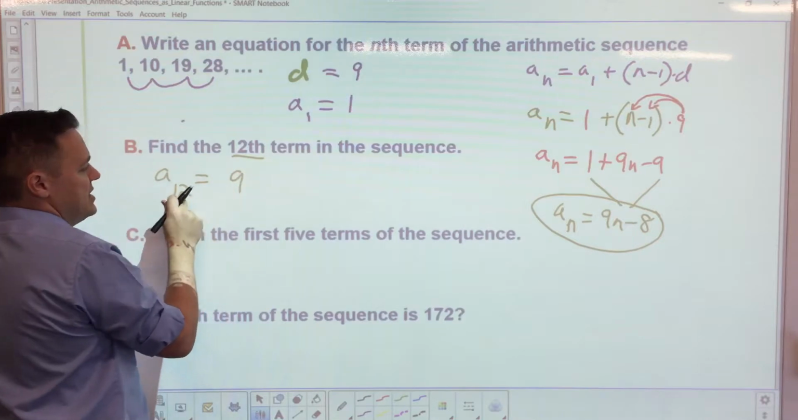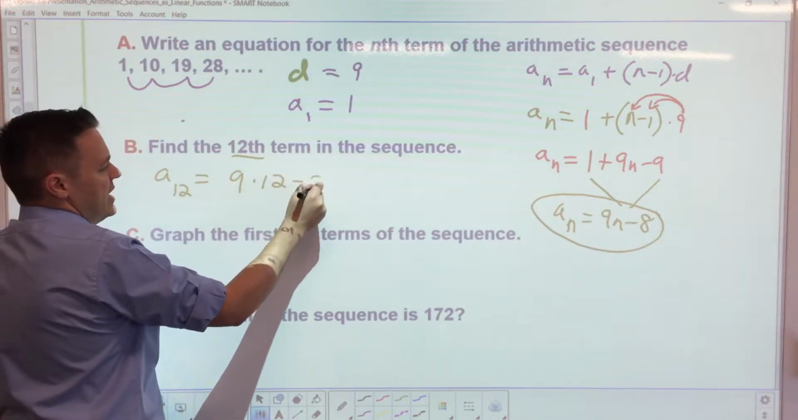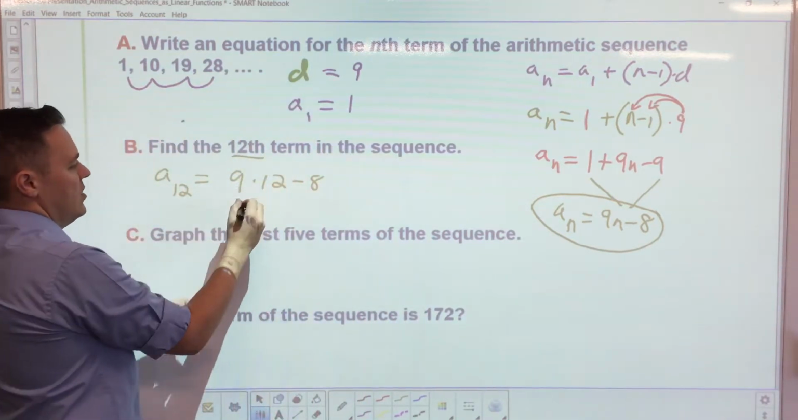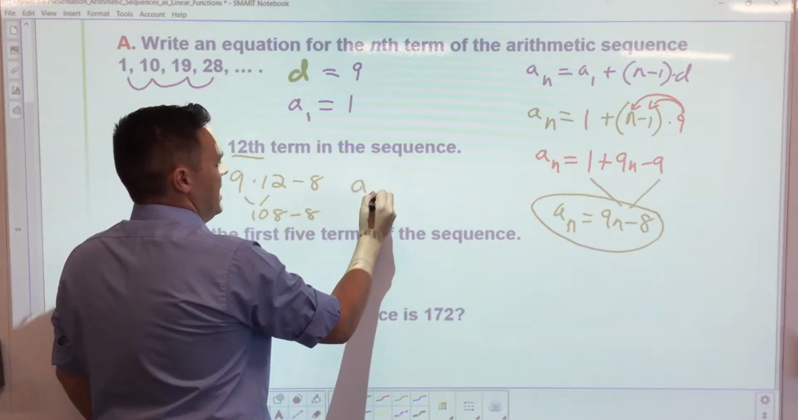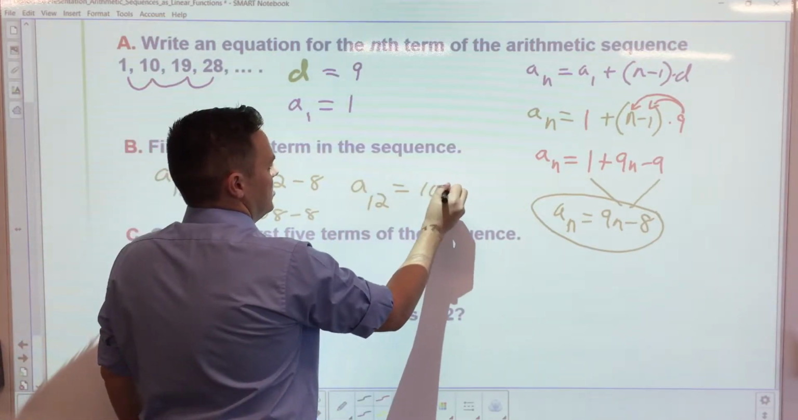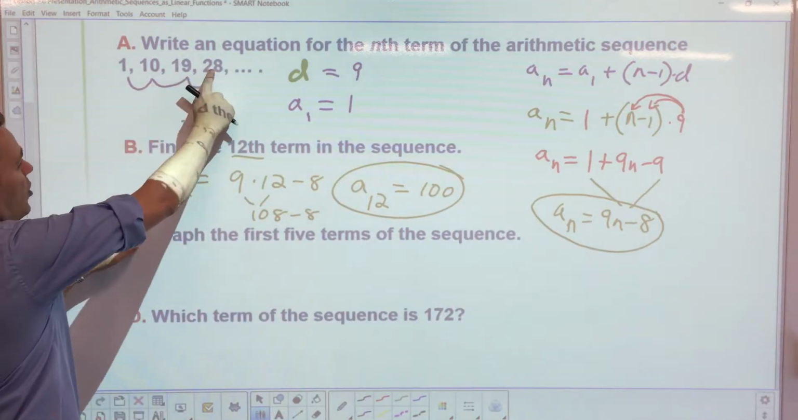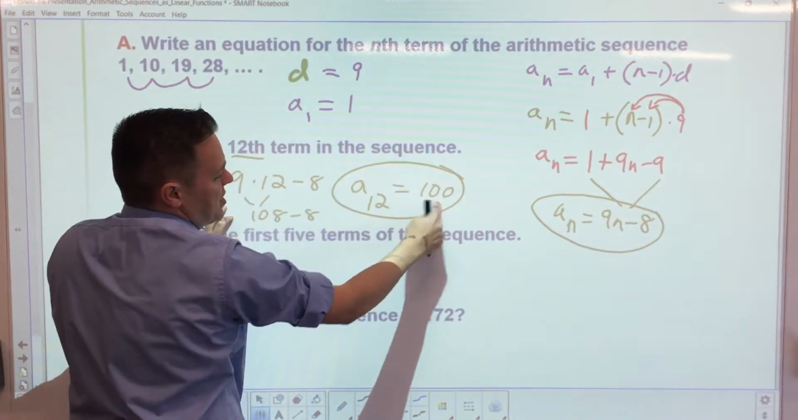So it's going to be 9, instead of putting n down, times 12 minus 8. Then you have to use PEMDAS. Okay? So 9 times 12 is 108 minus 8. A sub 12 equals 100. So there's your answer. If I were to count 1, 2, 3, 4, 5, 6, 7, 8, 9, 10th sequence down, it will be the number 100.